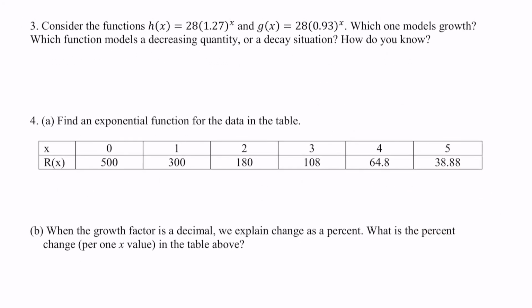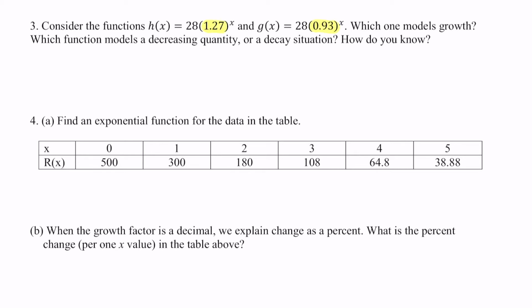Problem 3. Consider the functions h of x equals 28 times 1.27 to the x power and g of x equals 28 times 0.93 to the x power. Which one models growth? Which function models decreasing quantity or decay situation? How do we know? Well, first off, let's see what they have in common. The 28 is in common in both of them, so that's not going to tell us anything. But we should know that already since this is our initial value, the 28. That's when x equals 0. Where they differ is here.